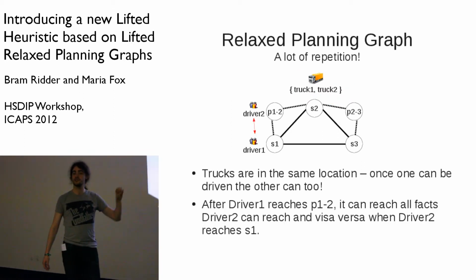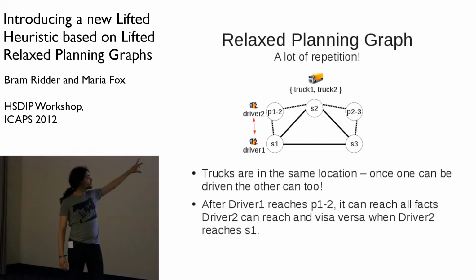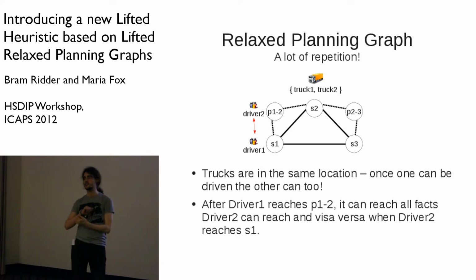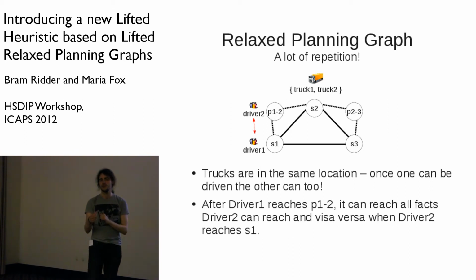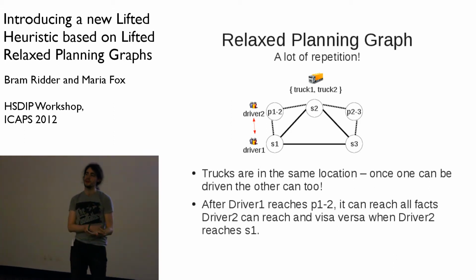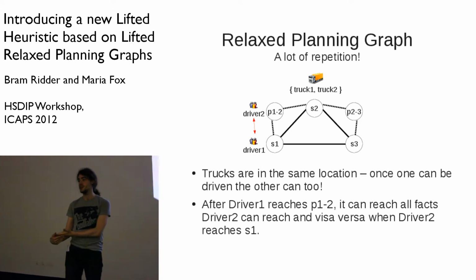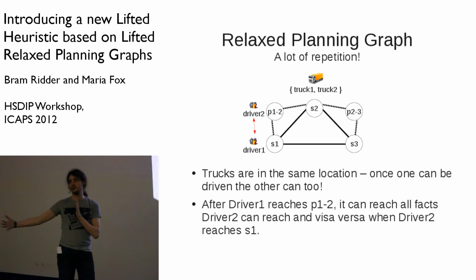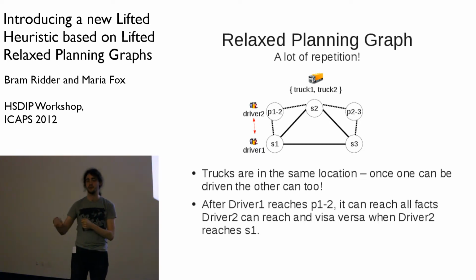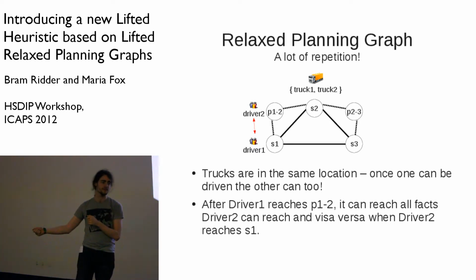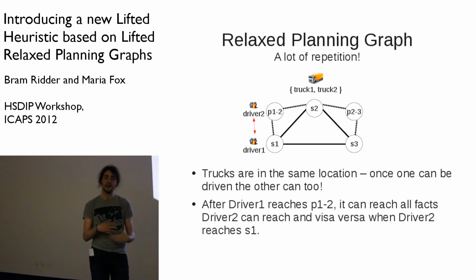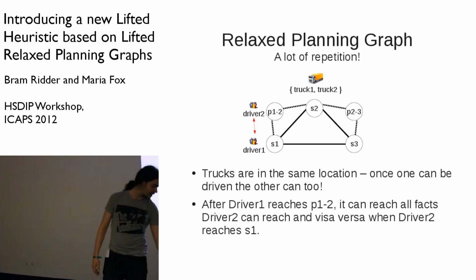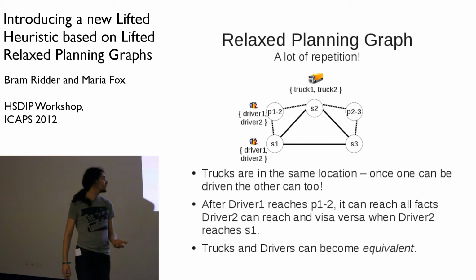Furthermore, for these two drivers, once driver 1 reaches the initial location of driver 2 and vice versa, you can predict that all the predicates reachable for one of the drivers will be reachable for the other driver. Once you reach a fact layer where both have reached each other's initial states, from that point on, the same actions will be introduced for every individual driver. By combining them and making them equivalent, we can reduce this overhead and save loads of memory.